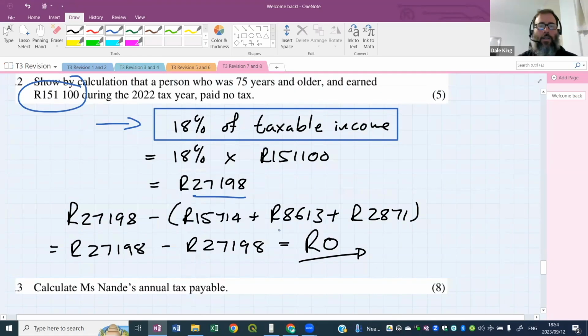So in this table over here, there's the first rebate, there's the second rebate, and there's the third rebate, money going back. So we had to minus all these values from how much tax this person owes, and it worked out that the rebates all came up to 27,198 Rand. So this person pays no tax. All right, they said show that they will pay no tax. Well, because of all the rebates, they get all their money back. They pay no tax. All right, I hope that helps.